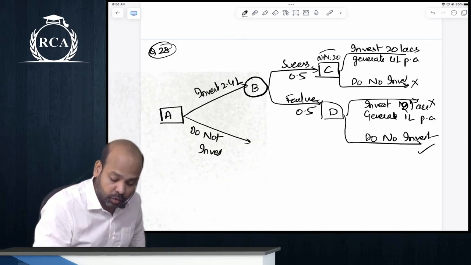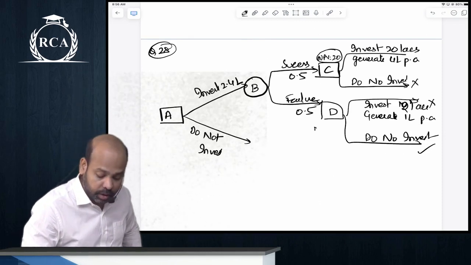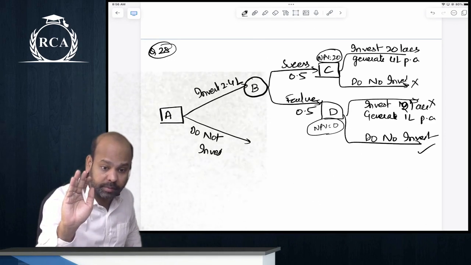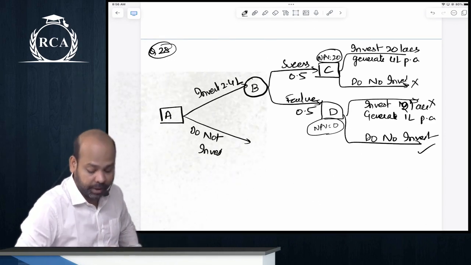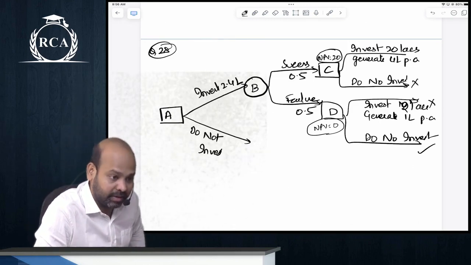0.5. So there's a 50% chance that you will get an NPV of 20 lakhs. There's a 50% chance that your NPV will be 0. Do not write negative 2 lakhs because we will not invest. So 20 lakhs into 0.5, 0 into 0.5. Expected NPV, beta, is 10 lakhs.